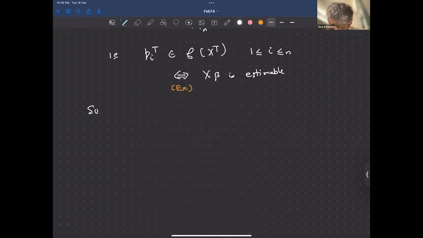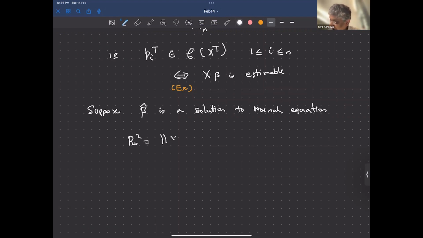Now suppose beta hat is a solution to the normal equation. Then what happens? That means R naught squared is equal to the norm of y minus X beta hat, squared, right? This is the minimum attained among all parameters beta of y minus X beta.